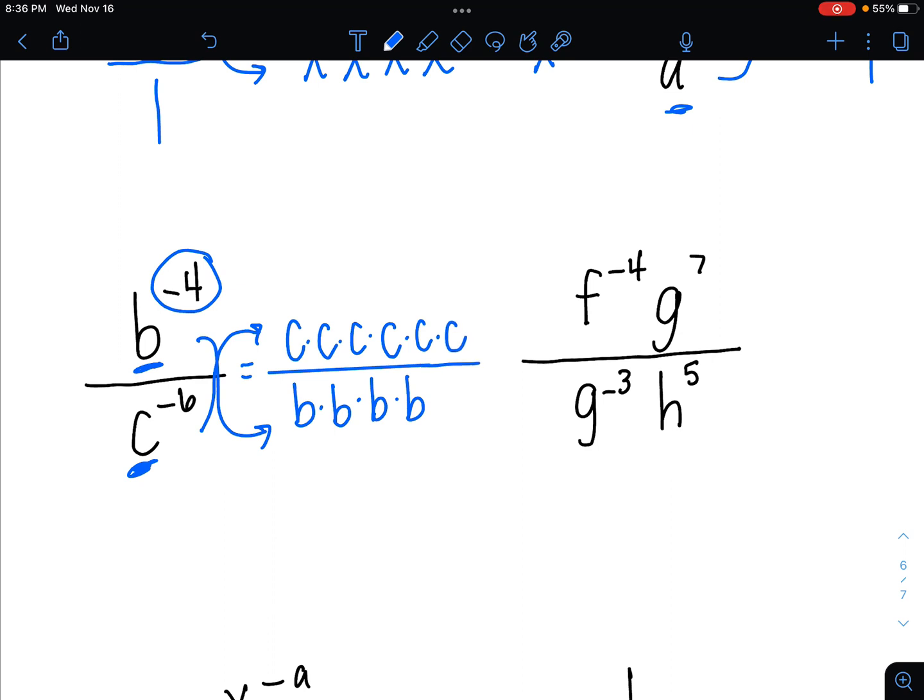So my simplified answer, I've already taken care of the negatives. We switched them out. So I have c to the power of positive 6 divided by b to the power of positive 4. Can't simplify anymore because my bases are not the same. So that is my simplified answer.